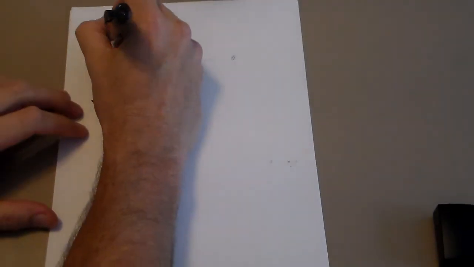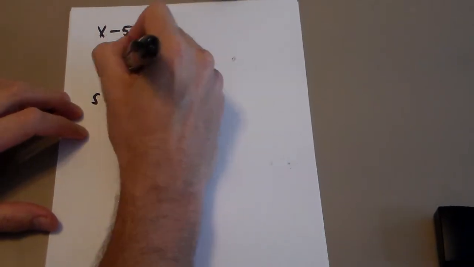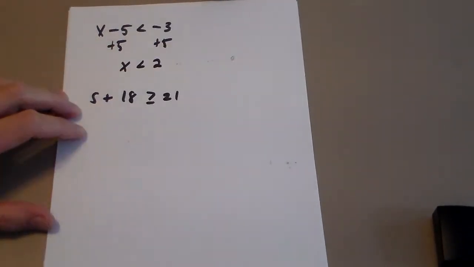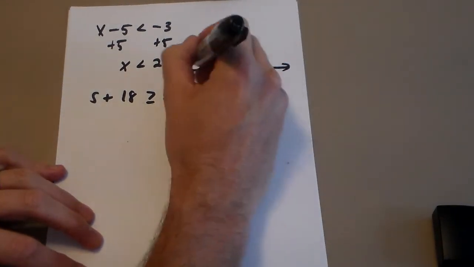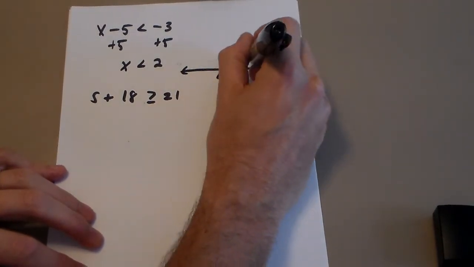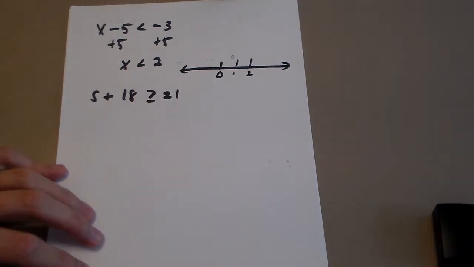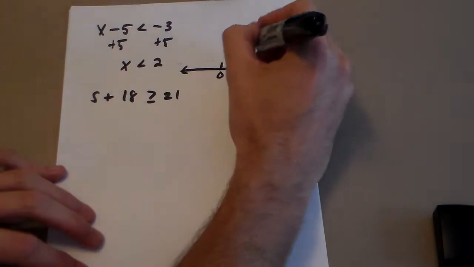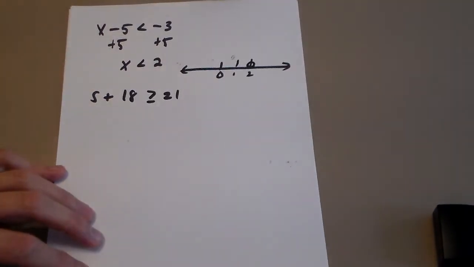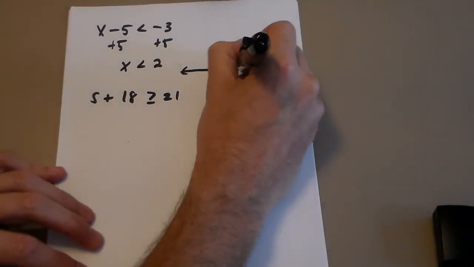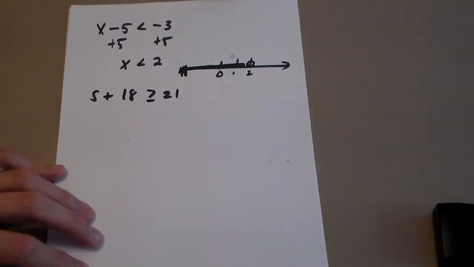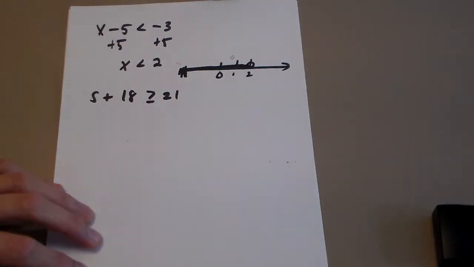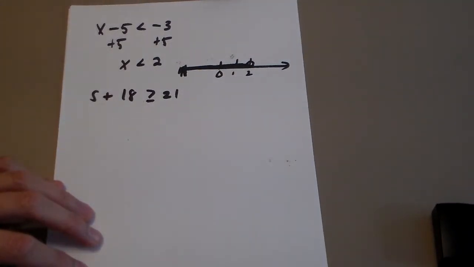Okay, so we're gonna go plus 5, x is less than 2. So I go to my number line, and here's 0, here's 1, here's 2. I want x is less than 2. So that means I'm gonna have an open circle at 2. Okay, and I'm going to shade to the left. All right, there's my graph. There's my solution to my inequality, and there's the graph of the inequality.